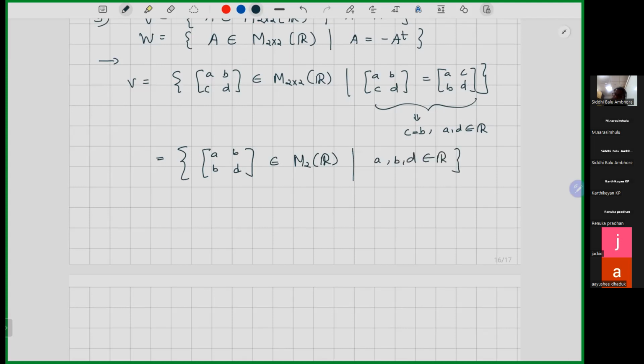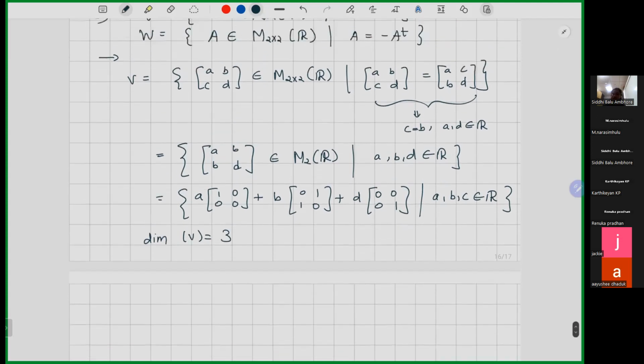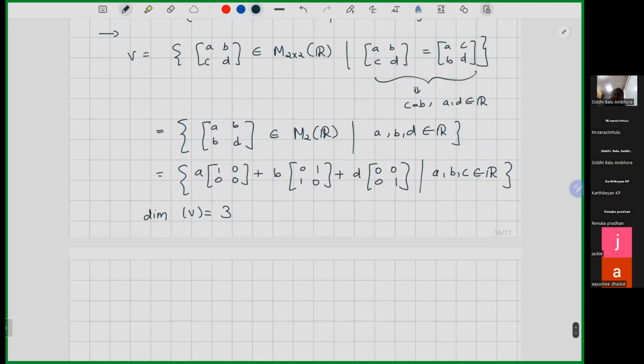So if this is confusing, this is of the form A times [1, 0; 0, 0] plus B times [0, 1; 1, 0] plus D times [0, 0; 0, 1] such that A, B, D in R. And now what is the dimension of V then? It is 3. Okay, we have 3 elements which are producing this vector space.